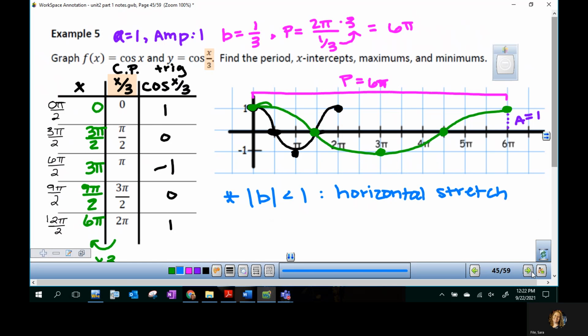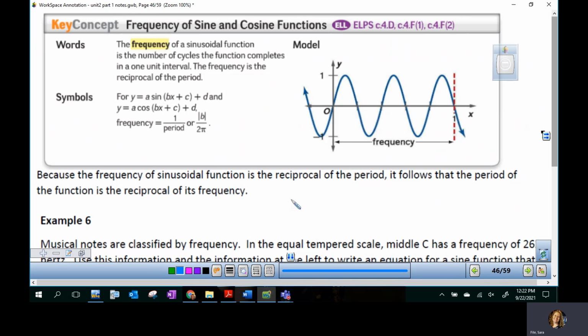All right, one more vocab term for this section, frequency. You've probably heard that. Most of you have probably taken physics or you're in it right now. And you've done like sound waves, different types of waves. We talked about frequency. Harmonic motion, yeah. Okay, so frequency of a sinusoidal function is how many cycles are completed in one unit.